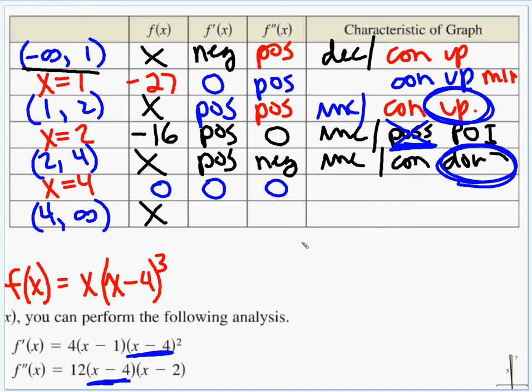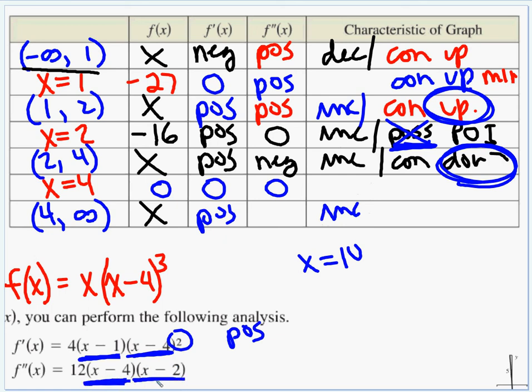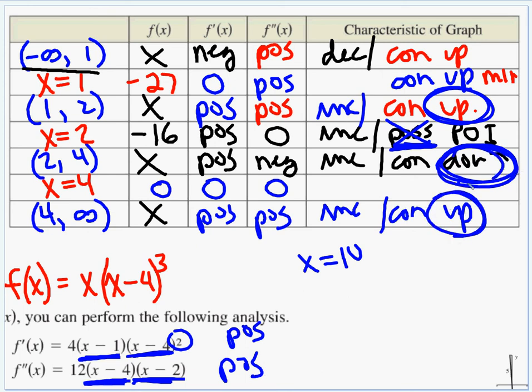So 4 to infinity, let's use x equals 10. If I put 10 in here, 10 minus 1 is positive, times a quantity squared is positive, so that is positive and increasing. So it's not a min or a max because we increase to increase, so it's neither of those. And if I put 10 into the second derivative, 10 minus 4 times 10 minus 2, that's positive times positive. Those are both positive, so we are now concave up. Here where it was concave up, a little bit ago it was concave down, so this up here is a point of inflection.